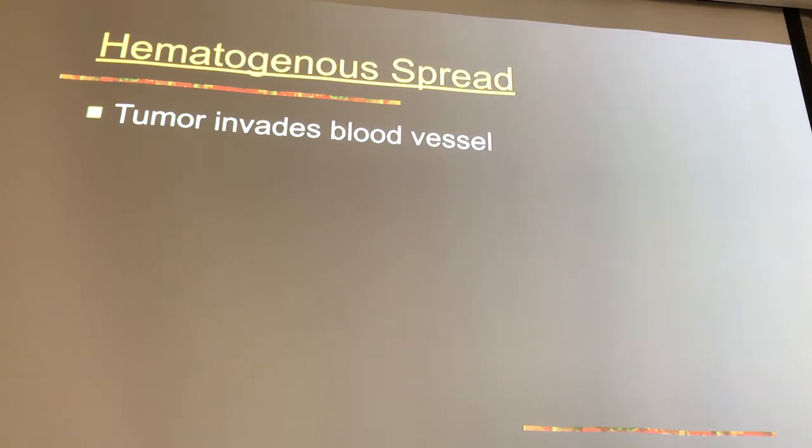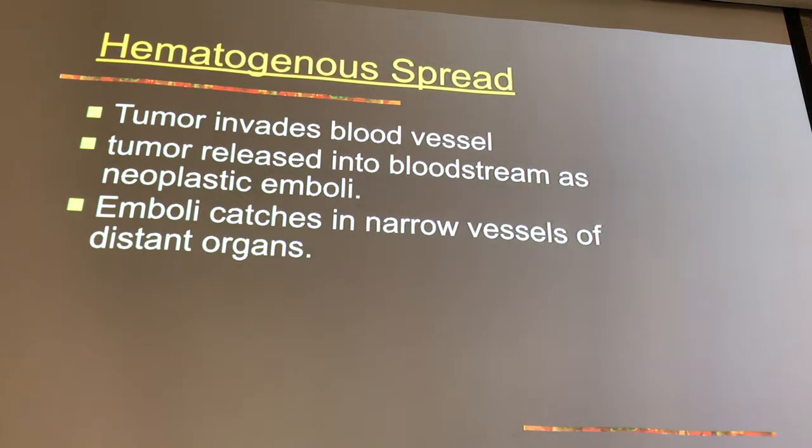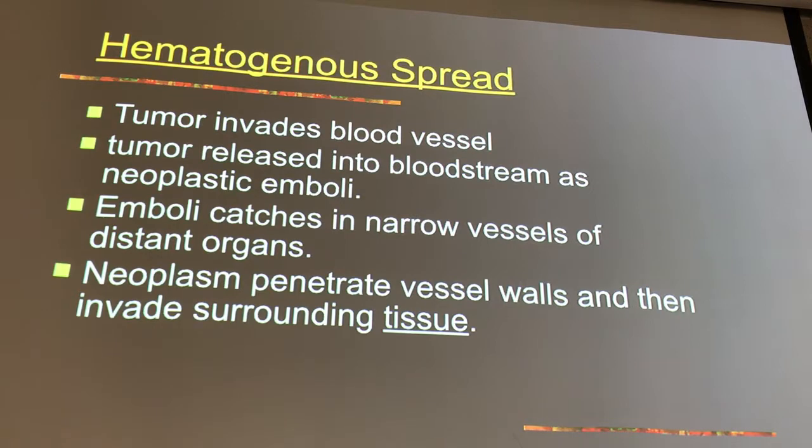Tumor invades a blood vessel. Tumor is released into the bloodstream as a neoplastic emboli. Emboli catch in the narrow vessels of a distant organ. The neoplasm penetrates the vessel walls and then invades the surrounding tissues.